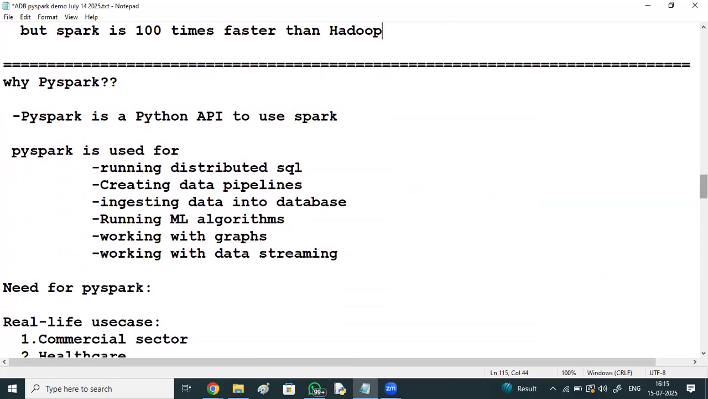Why PySpark? I was talking about this yesterday, right? So Apache Spark.